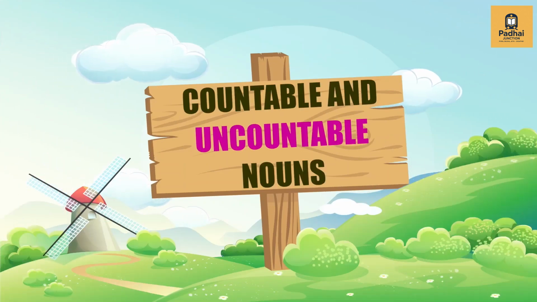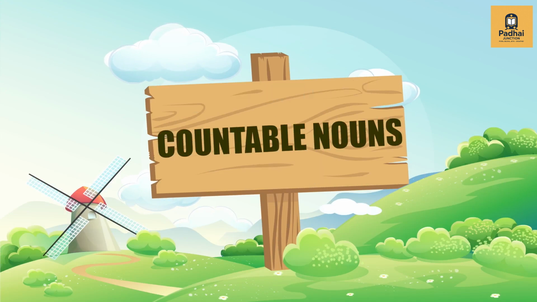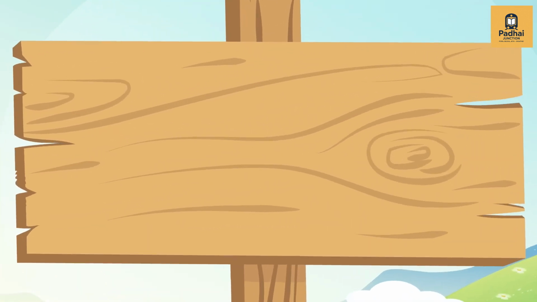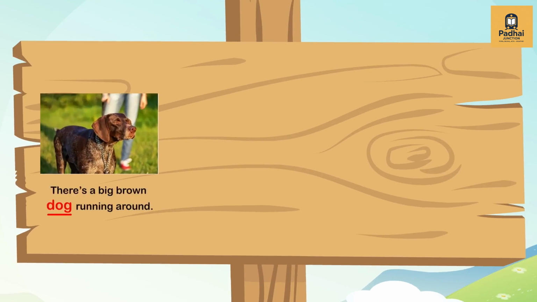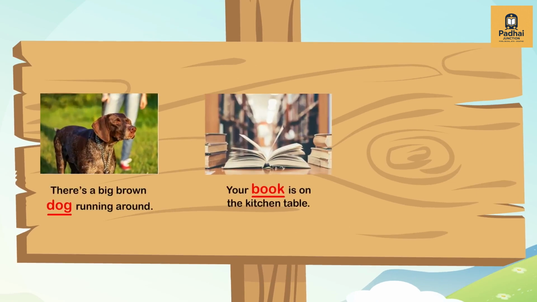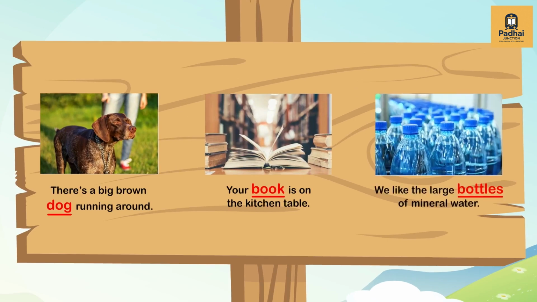Countable and Uncountable Nouns. Today, we are going to learn countable and uncountable nouns, starting with countable nouns. Let's look at these words in red. There's a big brown dog running around. Your book is on the kitchen table. We like the large bottles of mineral water. The words dog, book, and bottles are examples of countable nouns.